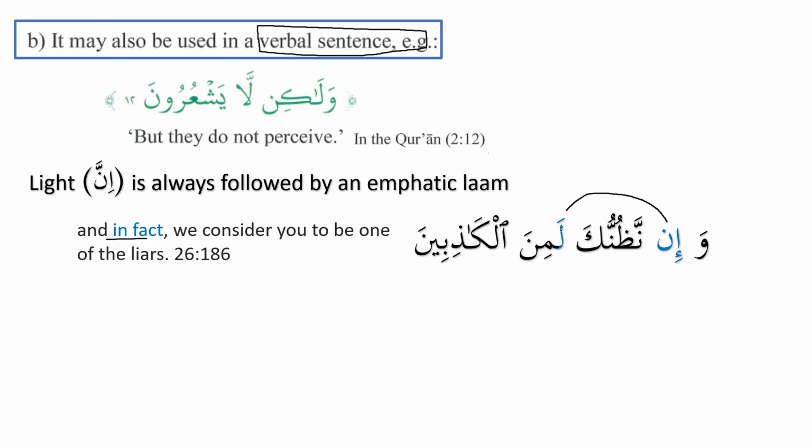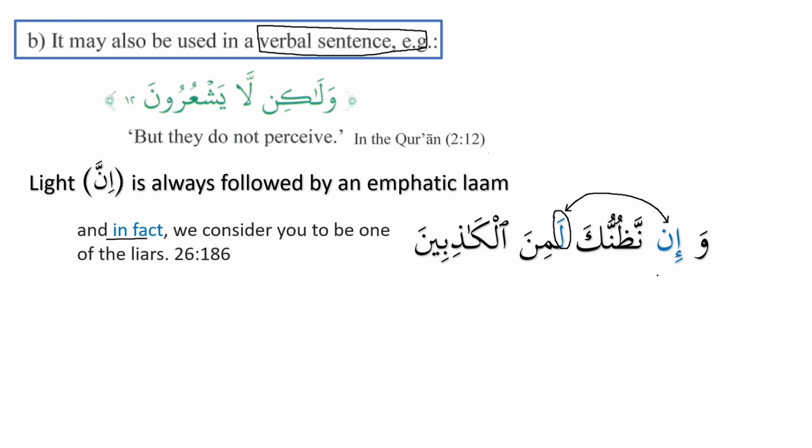Surely should come, no? There's no particle of emphasis over there. Where? Surely, or indeed, here. Because here it's light, it's mukhaffaf, it's basically inna, but as we discussed, it can be used light as well.